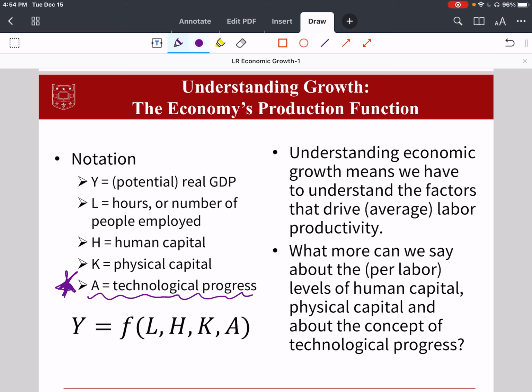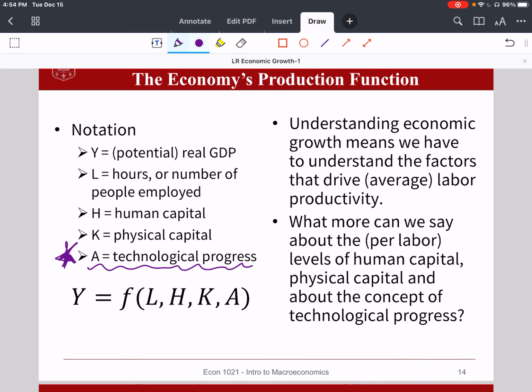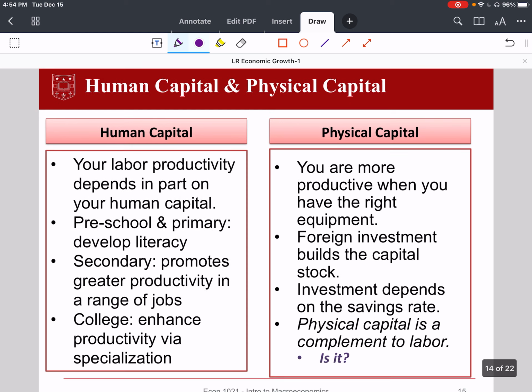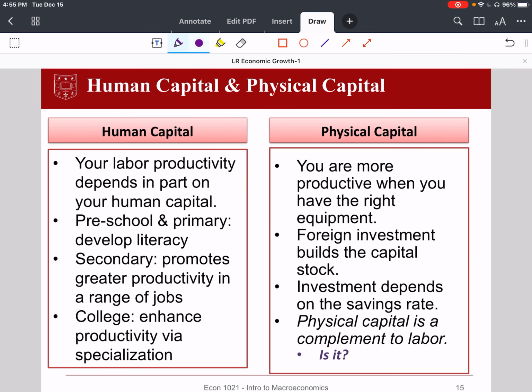So we'll do the math for that a little bit later, but understanding economic growth then means that we need to understand the factors that drive average labor productivity. So, what can we say more about the levels of human capital, physical capital, and technological progress? Well, I want to remind you again of the definition of human capital. This is the embodied skills and expertise that are acquired from formal education, from on the job training, and from experiences. So, what are some of the things that can influence human capital?